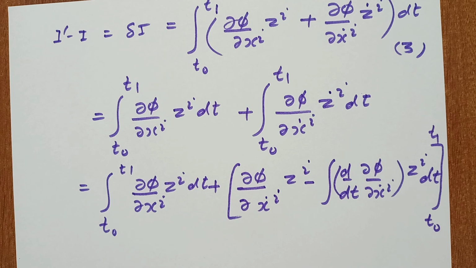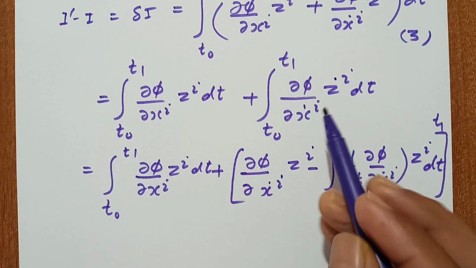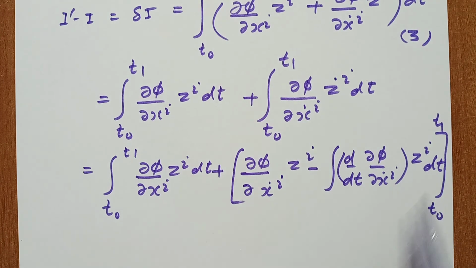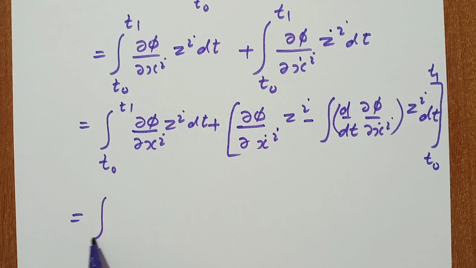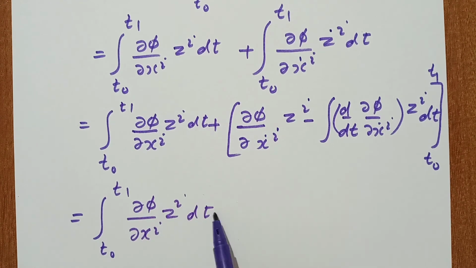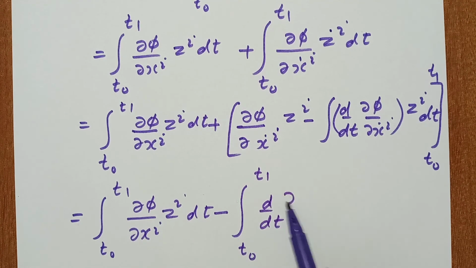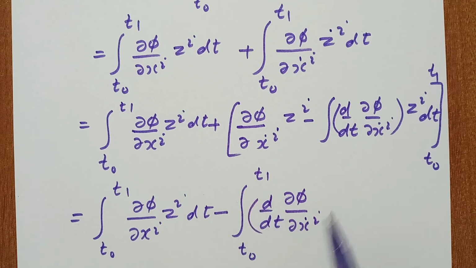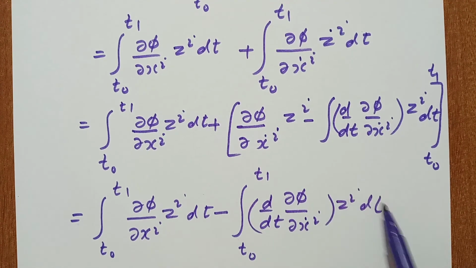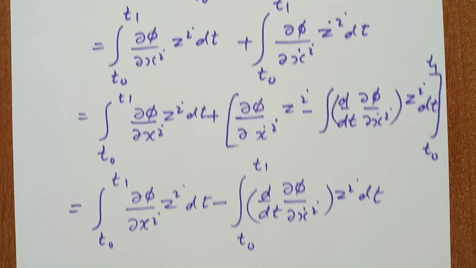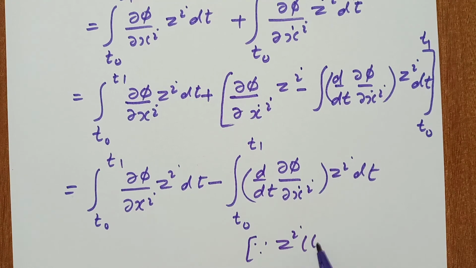As we know, the formula for integration by parts: first function as it is, integral of second, minus the integral of the differential of first times the integral of second. So this is equal to the integral t0 to t1 of del phi upon del xi zi dt minus the integral t0 to t1 of d by dt of del phi upon del x dot i zi dt. The boundary term should be 0, because zi at t1 is equal to zi at t0, equal to 0.